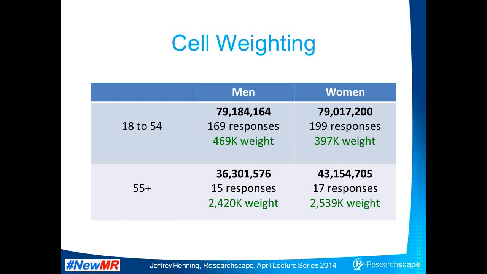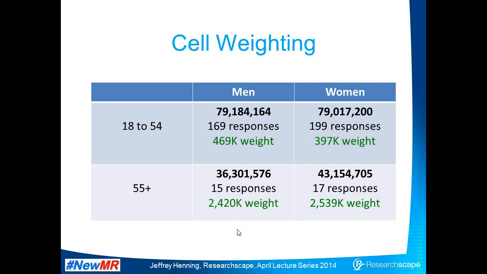And here, this is for the U.S., so if we look at women 18 to 54, it's a population of 79 million. We have 199 responses, so just under 200 responses that we're using to represent this population of 79 million. Meanwhile, we have 43 million women 55 and plus, but we only have 17 responses that we're using to represent those. Now, if you used a projection weight, so weight to try to make it map to the total population that you're interested in, each woman 18 to 54 would represent about 400,000. Woman 55 and up would represent 2.5 million people. So a dramatic difference there in those populations.